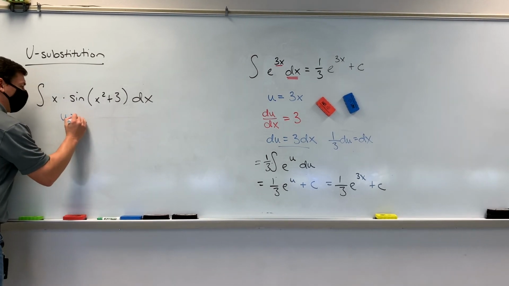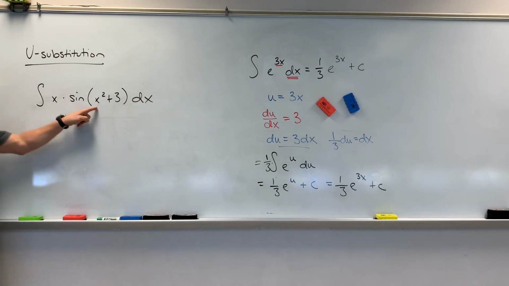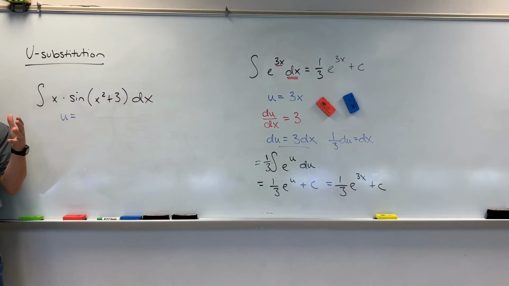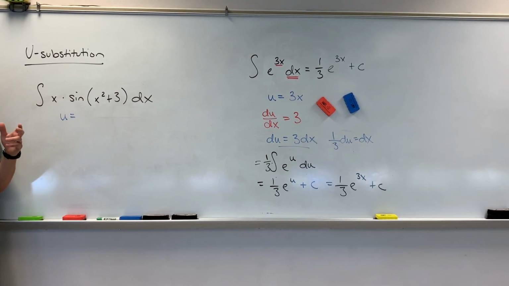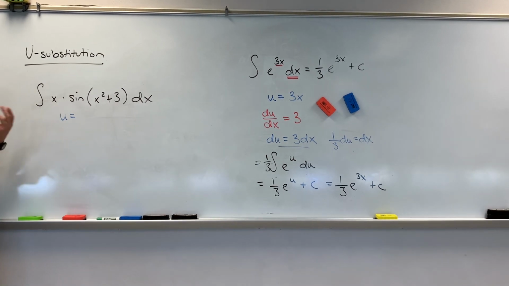So, first question is, I see this, what do I want to make U? X. Careful. U will never just be X. The reason for that is, if I make U X, this just becomes U times sine of U squared plus 3. It doesn't change anything, it just changes the letter. I want to pick a more complicated U, typically like the inside of a function, so to speak, because I want to make this less complicated. If I can take the inside and make it less complicated, this overall is going to get less complicated.